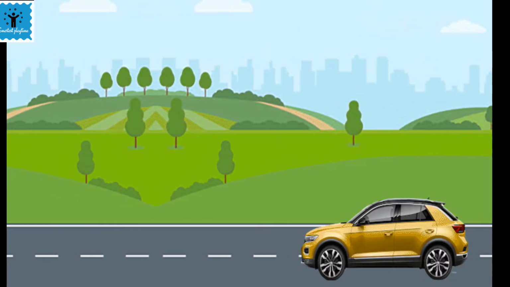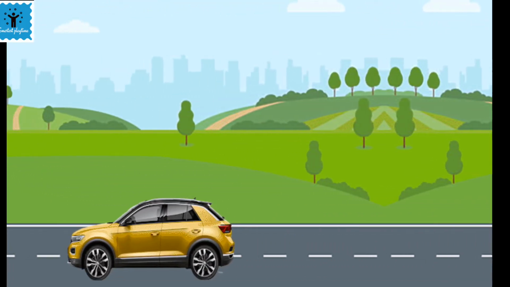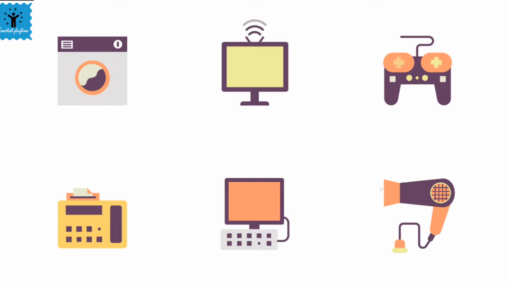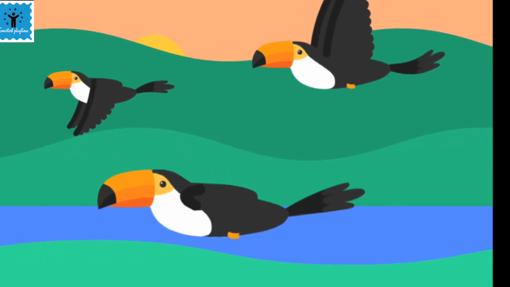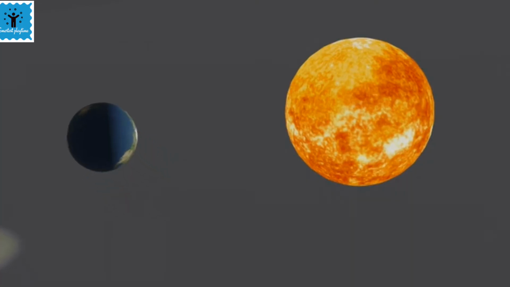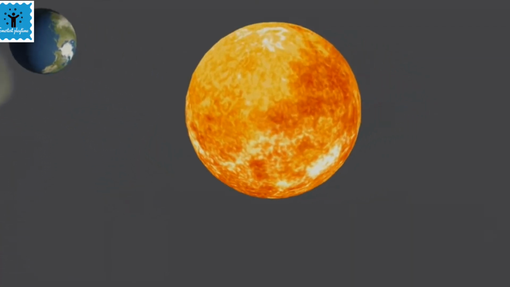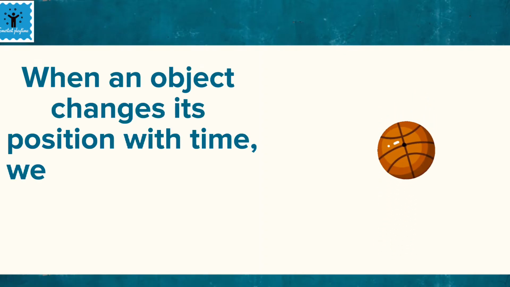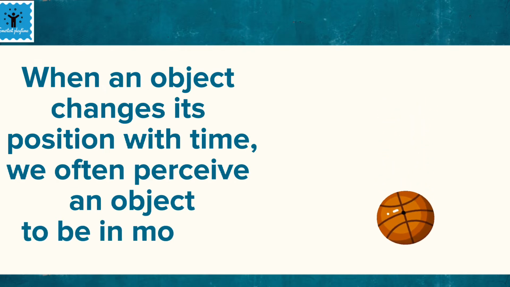In our daily life, we see many objects. Some objects are at rest and others in motion, like the birds are flying and the fishes are swimming in water. Planets moving around the sun. All these are in motion. When an object changes its position with time, we often perceive an object to be in motion.